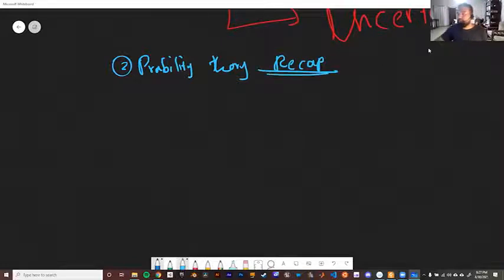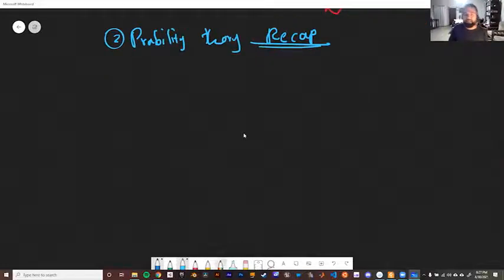Okay, so we are first going to start off with this concept of a random variable. Okay, so does anyone know what a random variable is? Anybody?